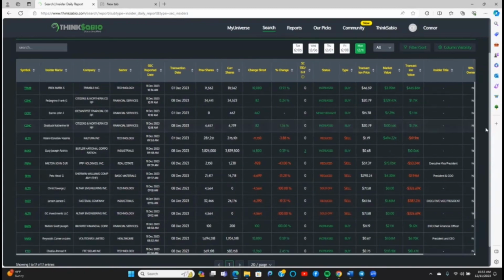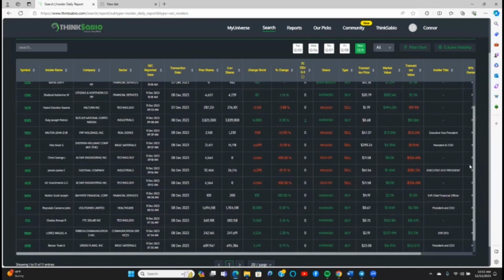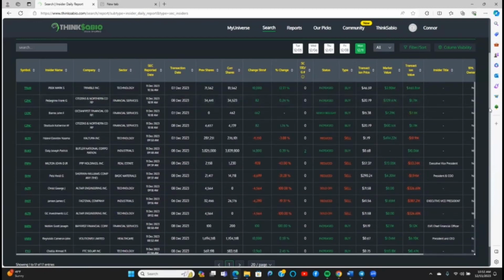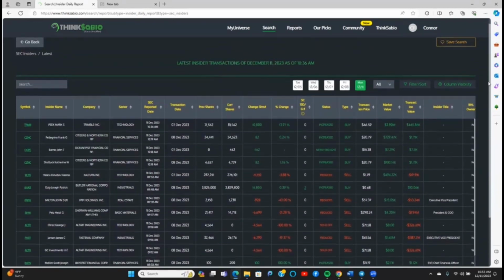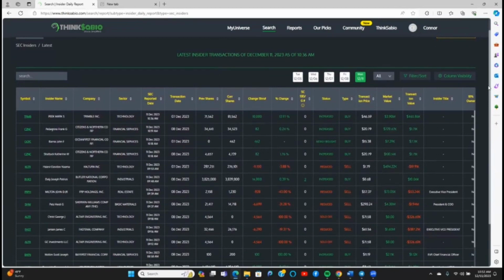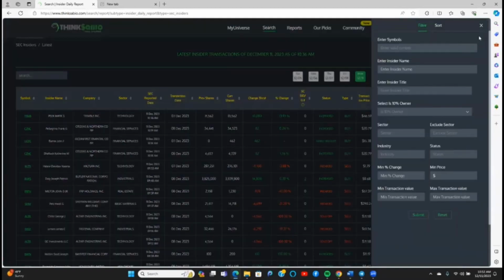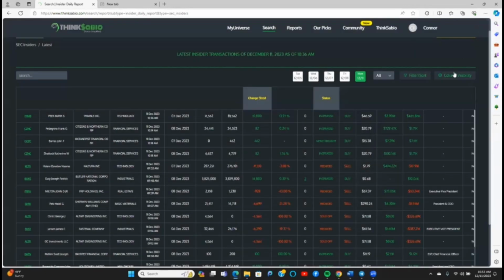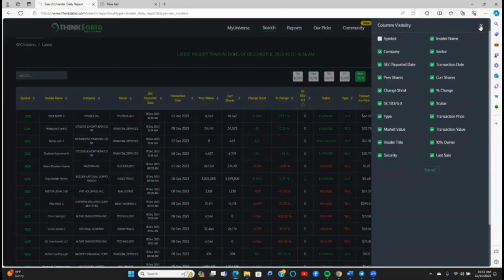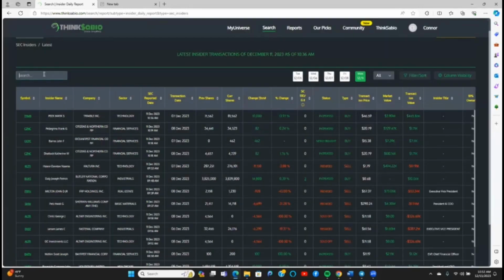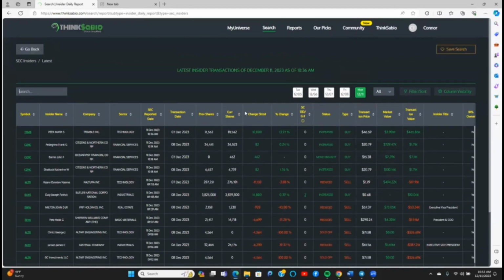So this gives you a look at specific information with insider transactions that happened within the last several days. Then with here, you can filter the data based on specific values, like maybe a name of an insider or a specific symbol, if they're a 10% owner. And then with this column visibility, you can select which columns you want to see. And then with this search function, you can search specific symbols or insiders to filter it down.